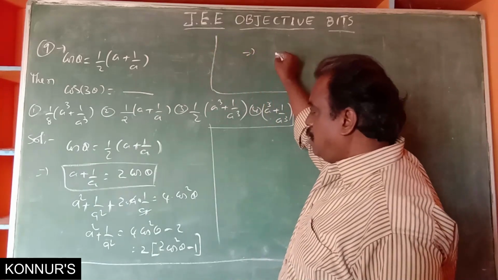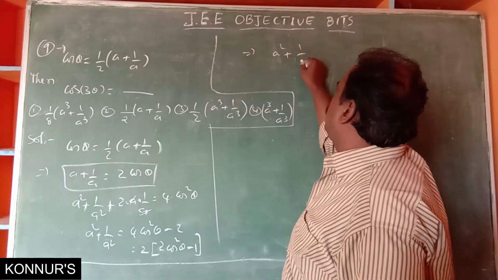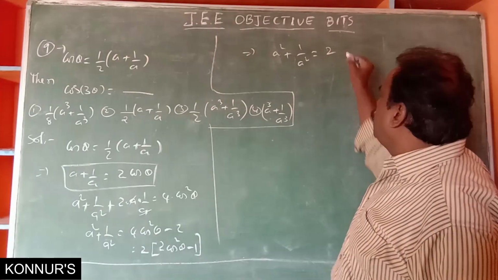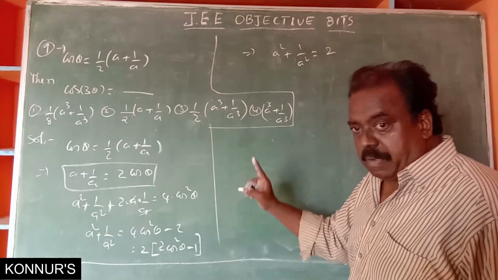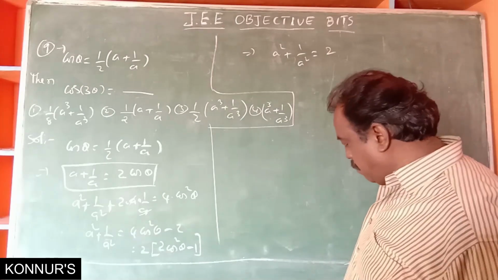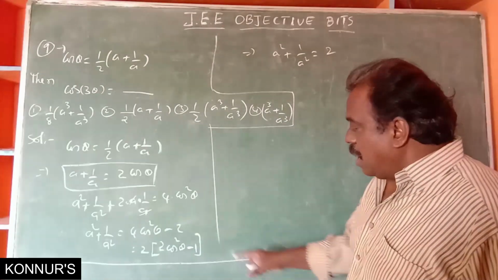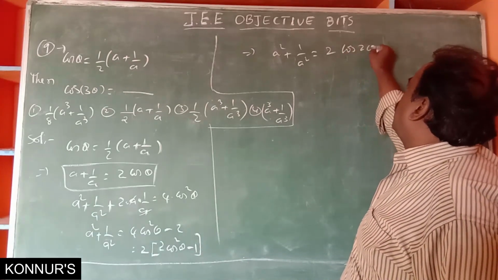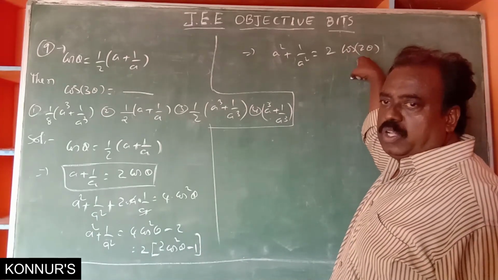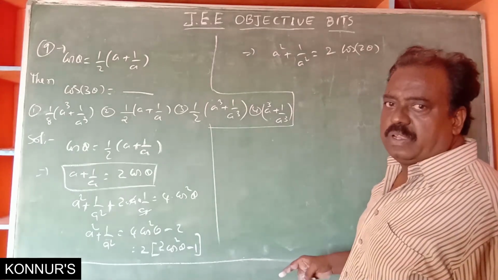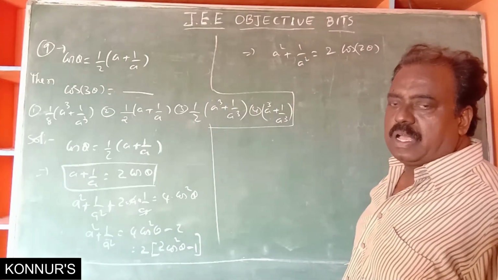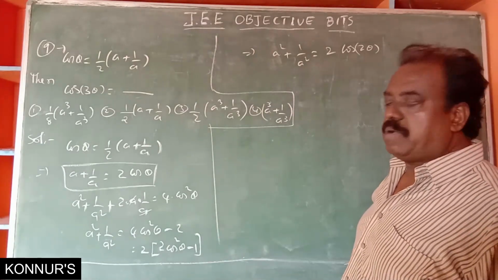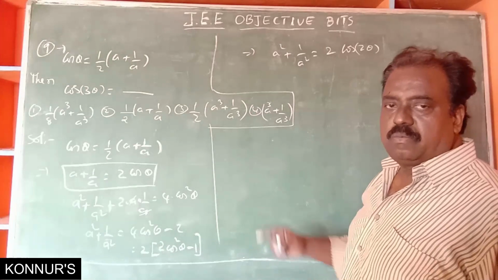Observe here, a square plus 1 by a square is equal to 2 cos 2 theta, which is 2 cos square theta minus 1. A formula is there in the multiple and submultiple angles. Cos 2 theta is 2 cos square theta minus 1, or 1 minus 2 sin square theta, or cos square theta minus sin square theta, or 1 minus tan square theta by 1 plus tan square theta.